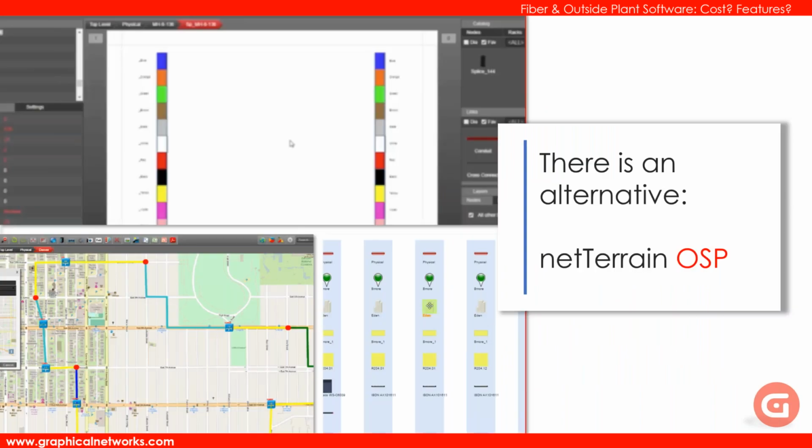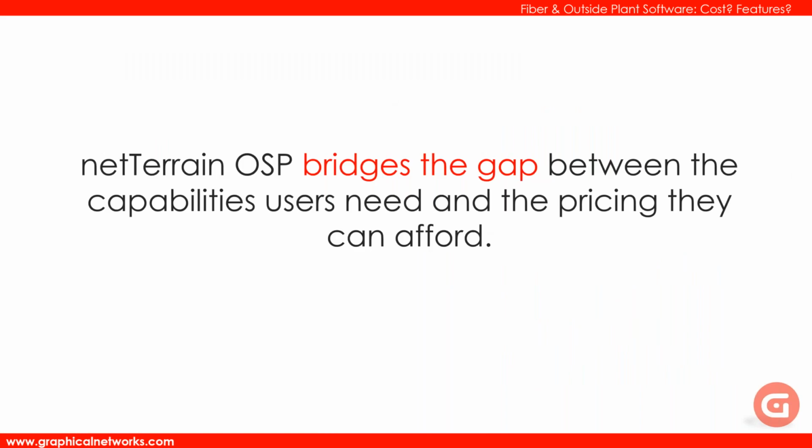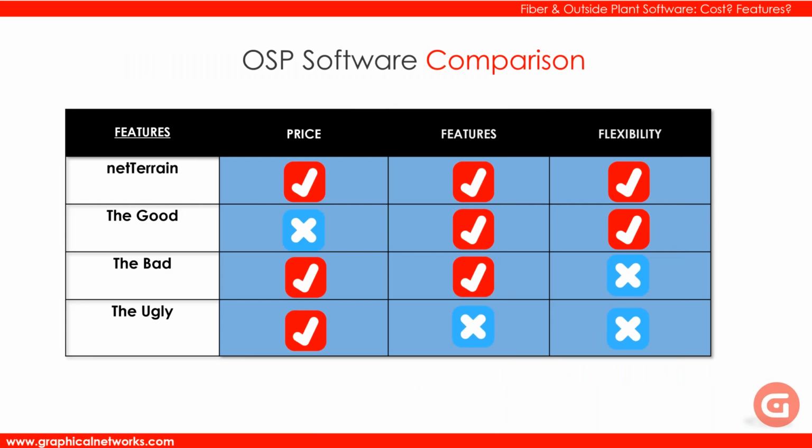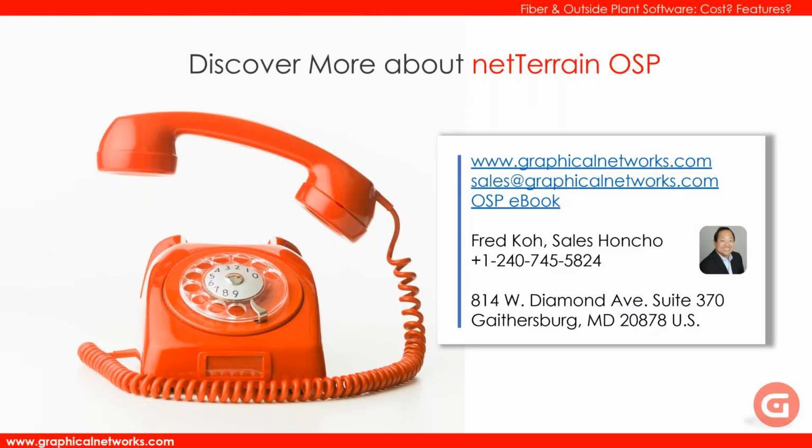So that's where we come in, netTerrain outside plant tool. So sort of bridging the gap in capabilities, user capabilities, and what your guys might be looking for. So netTerrain, we got price, features, and flexibility. Well, at least we think we do. So if you want to see a more full demo after this, this is just a quick overview, talking about outside plant netTerrain, a little bit about our tool and what we do. But if you want a more detailed view, questions, detailed information about pricing, that type of thing, just hit us up on the website, give us a call, however you want to do it, and email. We can talk to you in more detail about that.